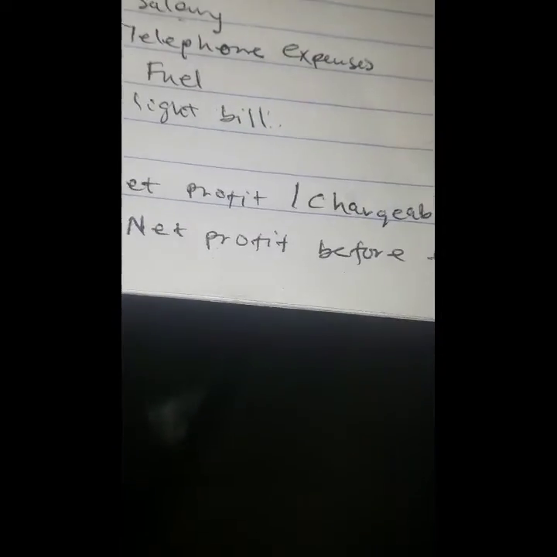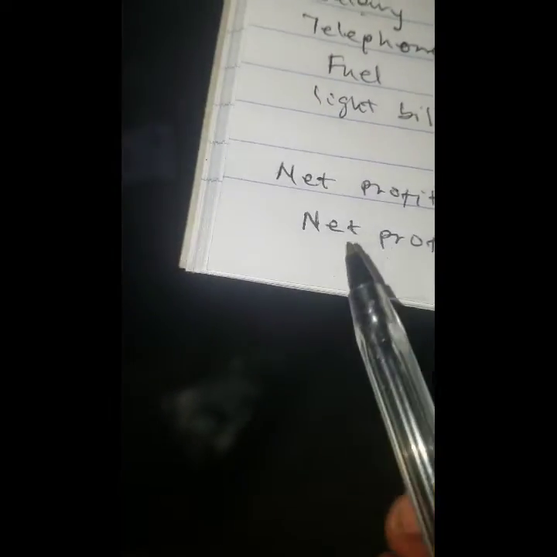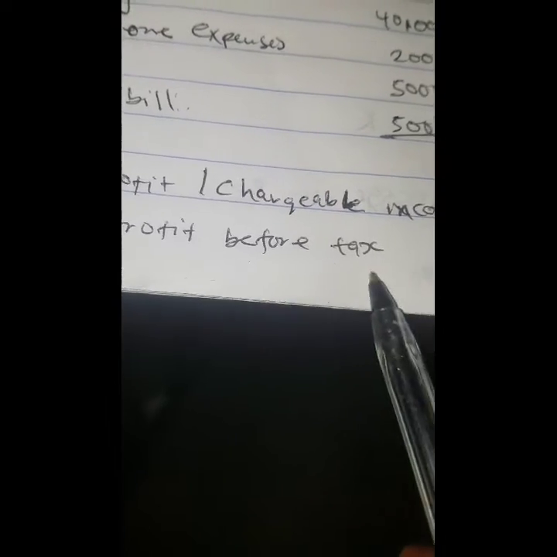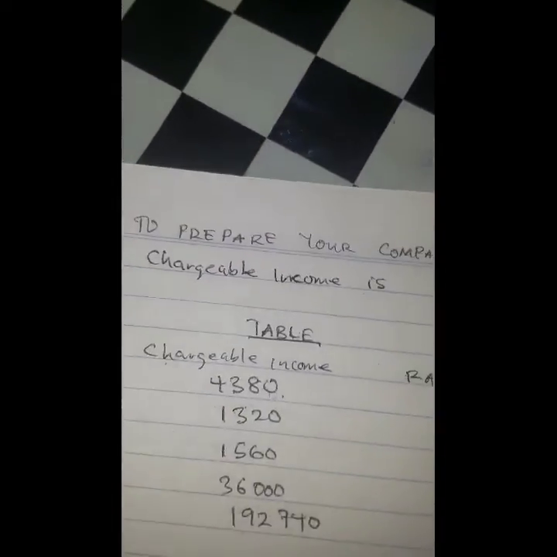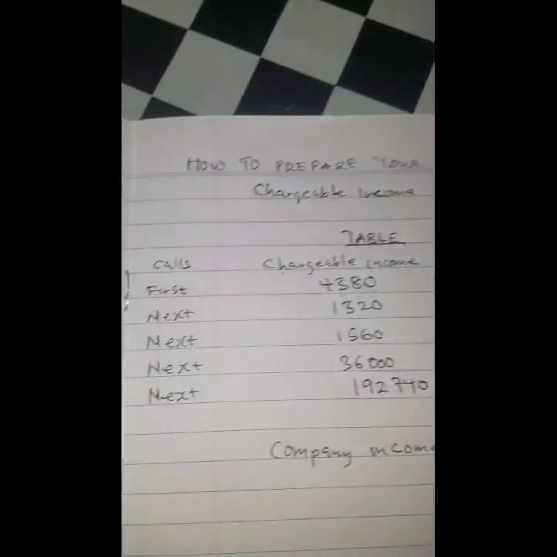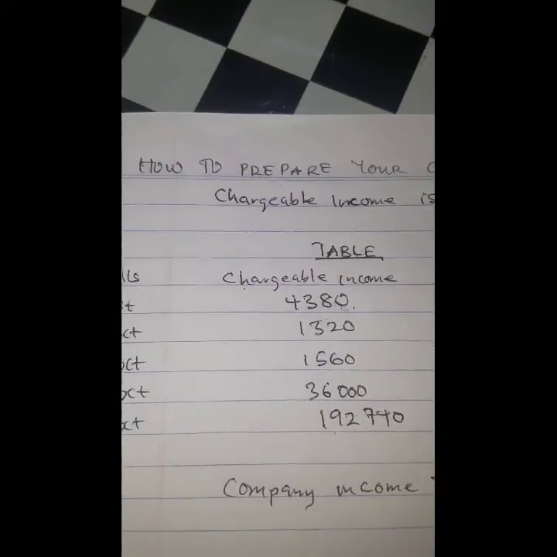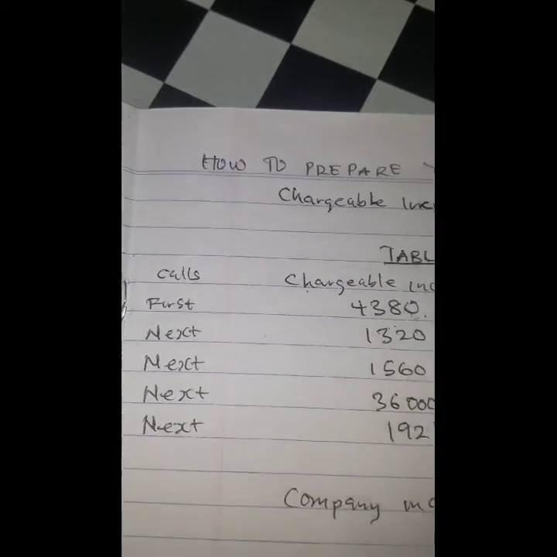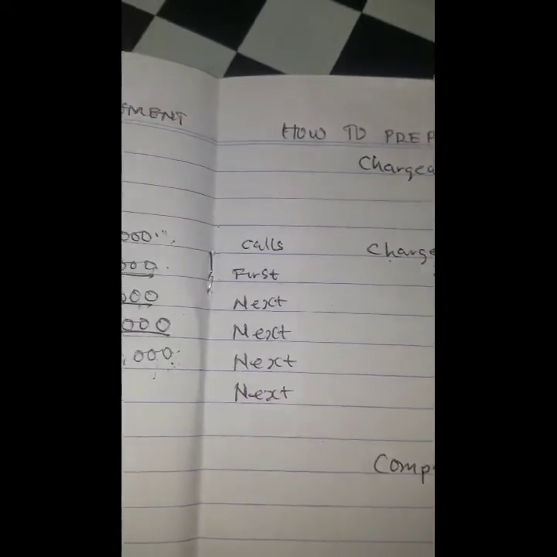Then you deduct your expenses from your gross profit to arrive at your net profit or chargeable income. This chargeable income or net profit is also known as net profit before tax. So this profit we have not charged tax on. This is how we manage to get our chargeable income. Good.